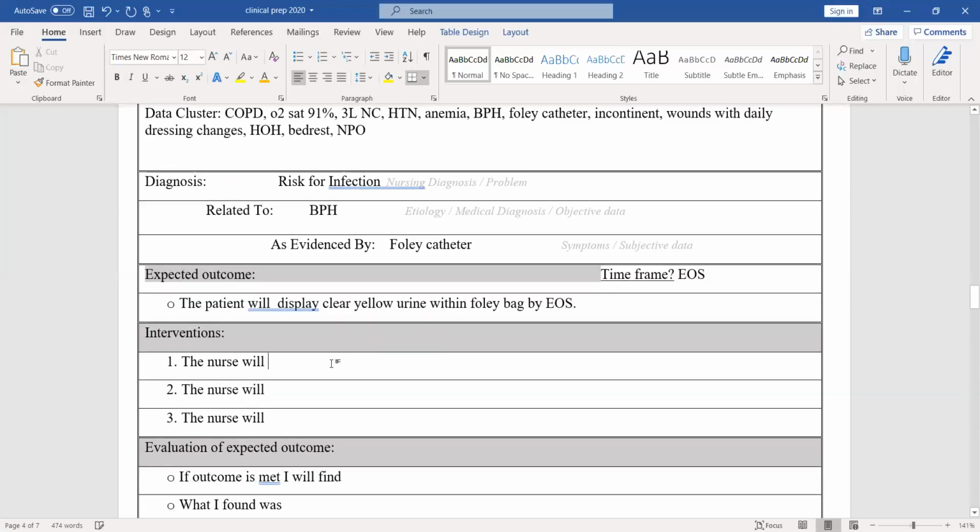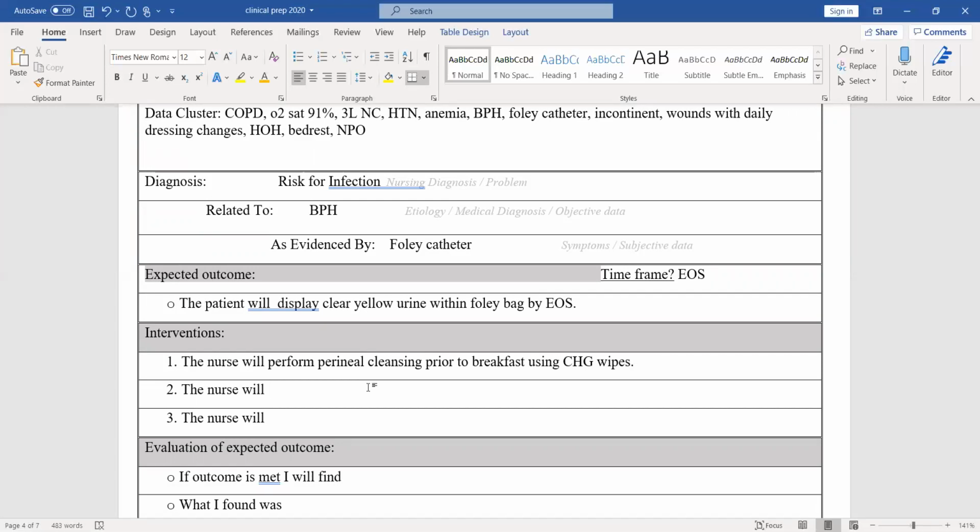So what am I as the nurse going to do to make sure that this patient's urine doesn't change? Well, I definitely would want to make sure I, the nurse, will perform perineal cleansing prior to breakfast using CHG wipes. That's measurable. We have a time frame. It's specific. The nurse will, our patient is NPO.